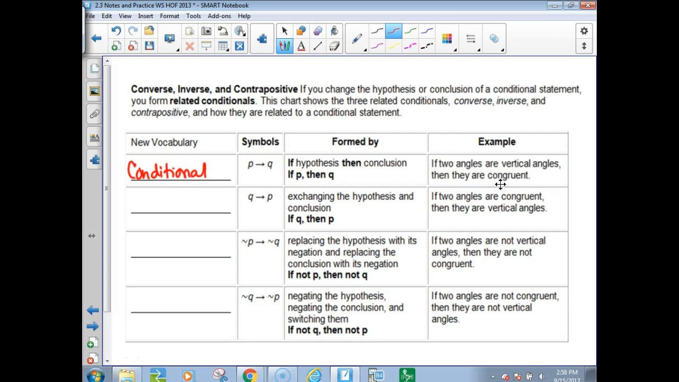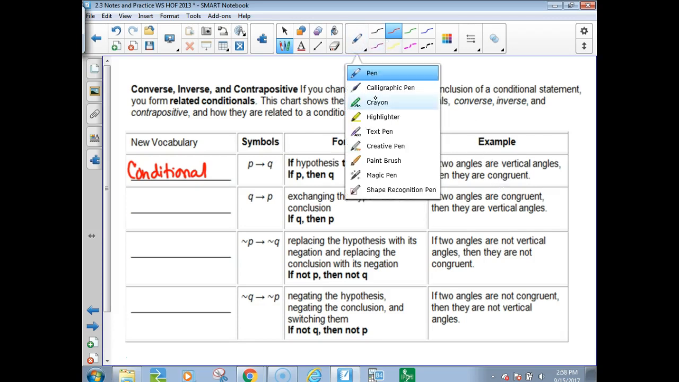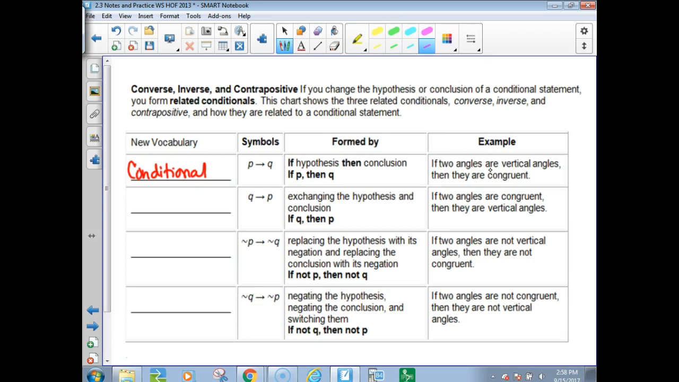In this example, this is where I'm going to use some highlighters. If two angles are vertical angles, the hypothesis is two angles are vertical angles. And then they are congruent. The conclusion is they are congruent. Now, what do you think about that statement? If two angles are vertical, then they are congruent. Is that true or false? And that's true. Okay. I'm just going to put next to here that that's true.